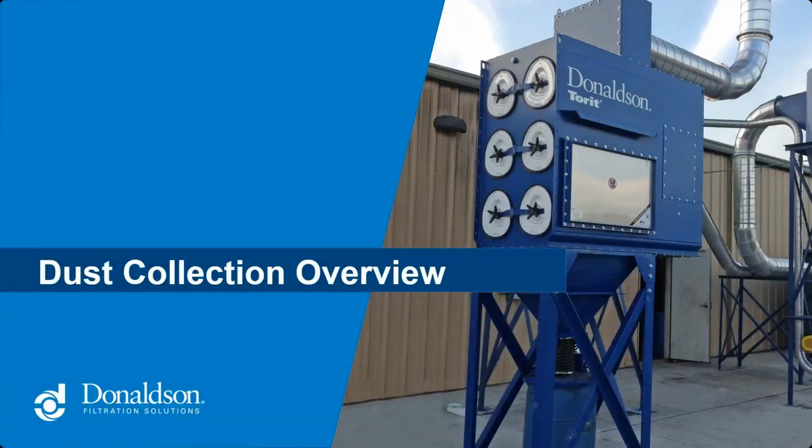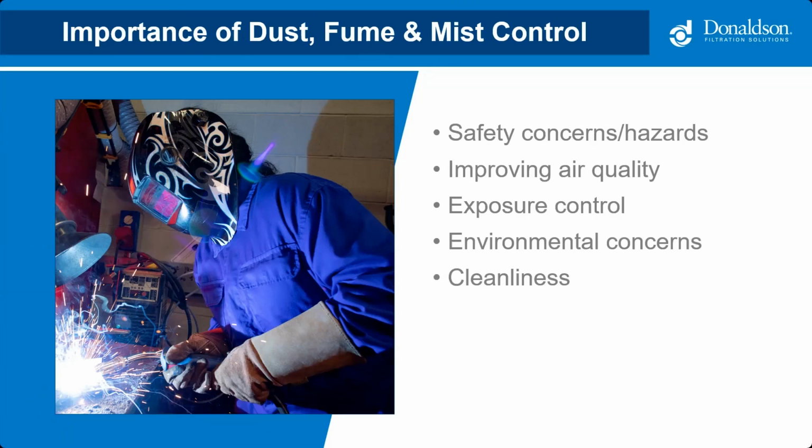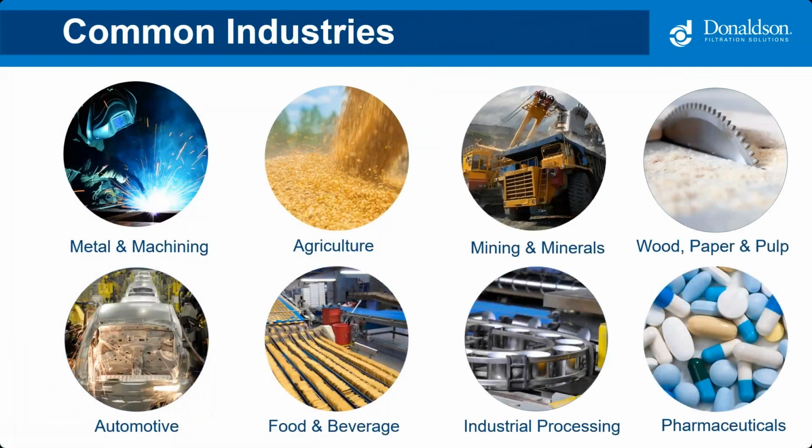Let's start with the basics. There's a lot of important reasons to control dust, fume, and mist, including safety concerns, hazards, improving air quality for employees, exposure control, reduce potential dust in breathing zones of workers operating the process, environmental concerns, EPA standards for outdoor exhaust, environmental air quality, outlet emission requirements, and cleanliness, concern about the overall cleanliness of a facility. Many types of industrial processes generate dust, fume, and mist, and within those processes, there are specific considerations to address.